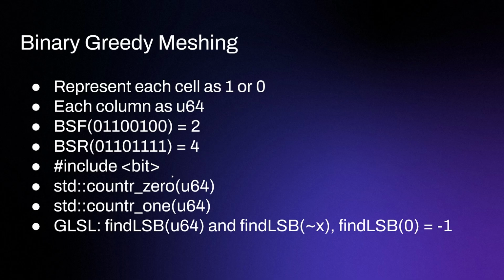If you're using C++, then you can use the countr_zero and countr_one functions, which are in the bit header. If you're using GLSL, you can use the findLSB function for bit scan forward. There isn't a function for bit scan reverse, but you can just pass in the not of the parameter, and that will give you bit scan reverse, because all you're doing is flipping the bits, and then you count the trailing zeros instead. One important thing to note is that findLSB(0) is equal to -1, where actually if it was bit scan forward, it would be equal to 64. So you do have to have a separate case for that.